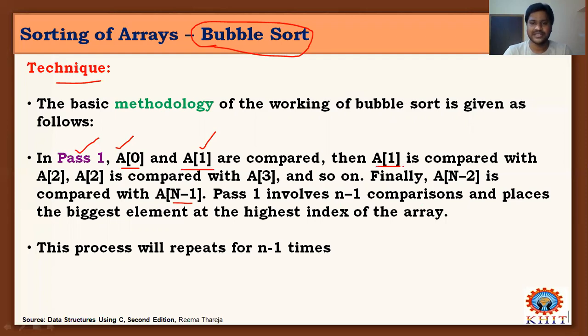Likewise, A[1] is compared with A[2], and A[2] is compared with the next element to its right, A[3], and we do the same up to the end of the array. This is considered one pass. Again we come back to the start of the array and do the same process, and I will show you this process. It repeats n minus 1 times when the array has n elements, to arrange the elements into a particular order using bubble sort.